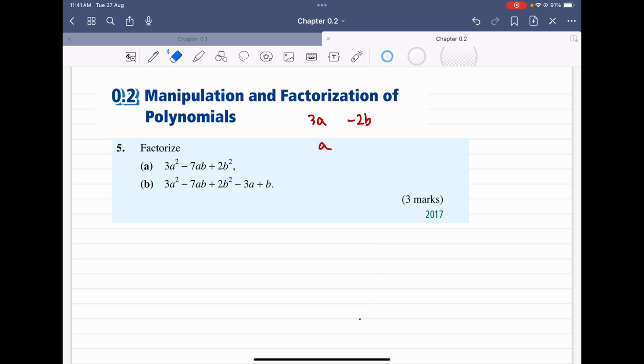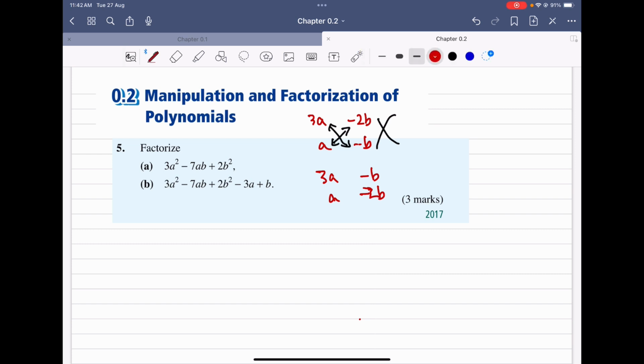But of course, is it true like this? Because you have to check. For example, in this case, using the cross method, a times minus 2b is minus 2ab. 3a times minus b is actually minus 3ab. When you combine it, adding them is not minus 7ab. So this is not correct. So what will you do? You try to change these 2 terms, the positions. So minus b and minus 2b.